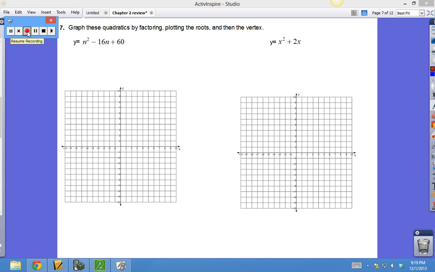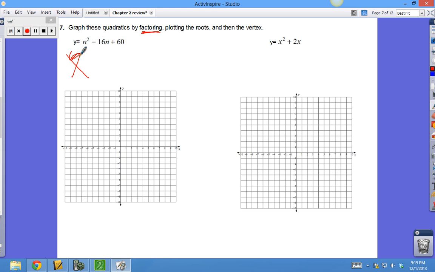Okay, number 7. Graph these by factoring, plotting the roots and then the vertex. So move number 1, let's factor this: n squared minus 16n plus 60. What's going to multiply and give you 60, but add and give you negative 16?